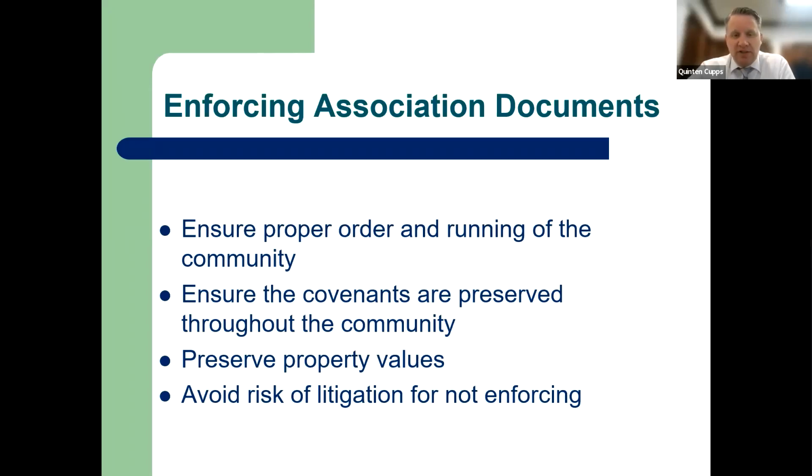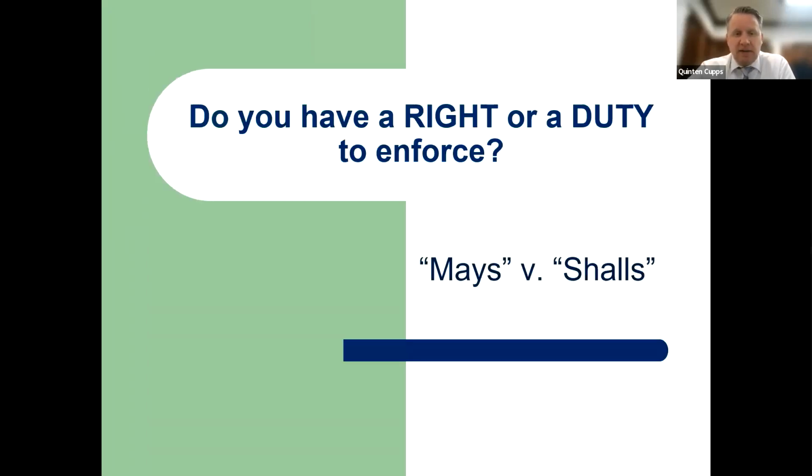Now, one of the things that you'll see in your documents is what I refer to as the mays versus the shalls. Many of you probably know what I'm talking about. For those of you who don't, these are words that you will see throughout your documents. When it's talking about the different restrictions, different requirements, it will say something to the effect of an owner shall do this and this and this, or shall not do this and this and this. The board shall do something, that's the mandatory requirement. Or there may be a discretionary option of it may, if it so chooses.